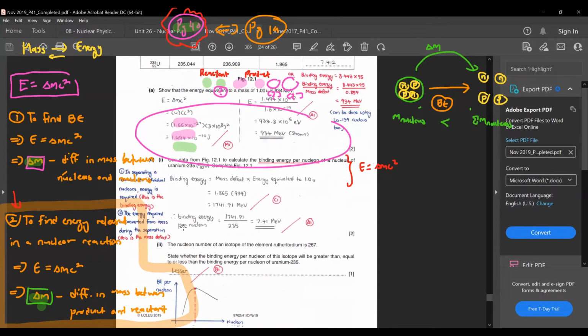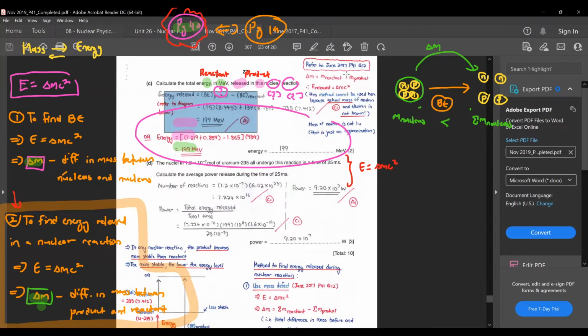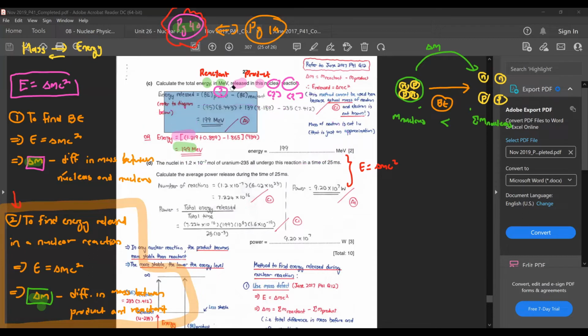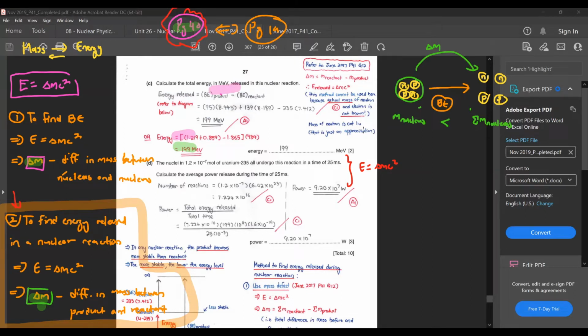So instead of using E equals delta M C squared, you have to use a different method right now, which is what is shown here on your screen. Here you have to use, instead, binding energy of product minus binding energy of reactant. The reasoning why I can say this energy release is binding energy of product minus binding energy of reactant is because of this. You can just think of it as this.